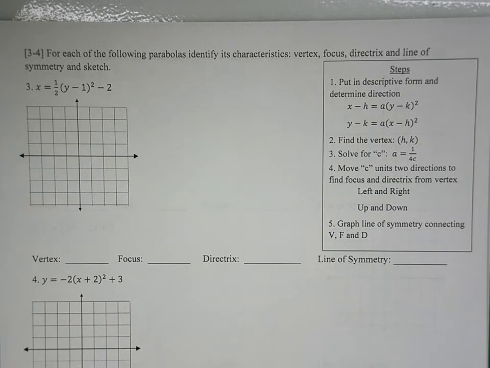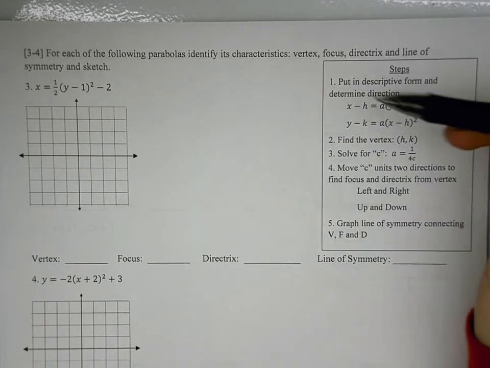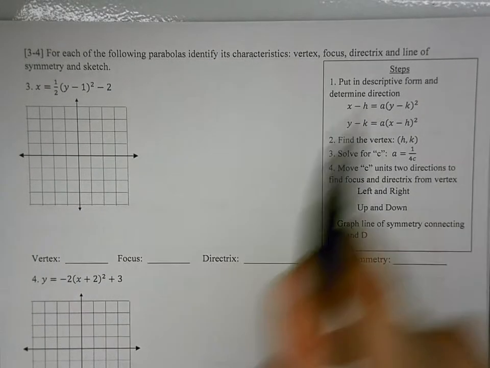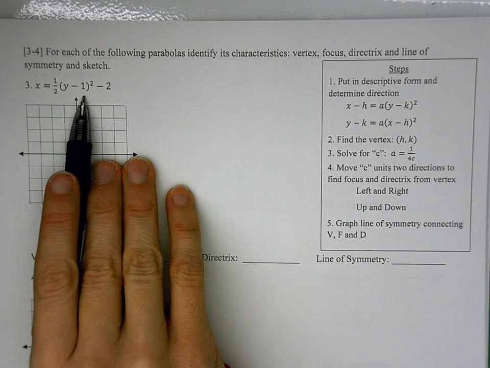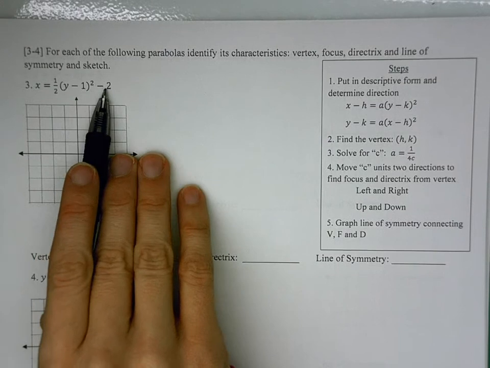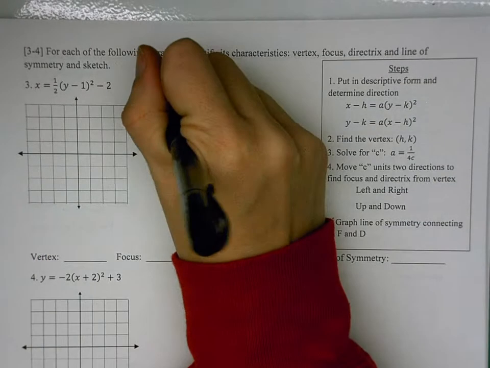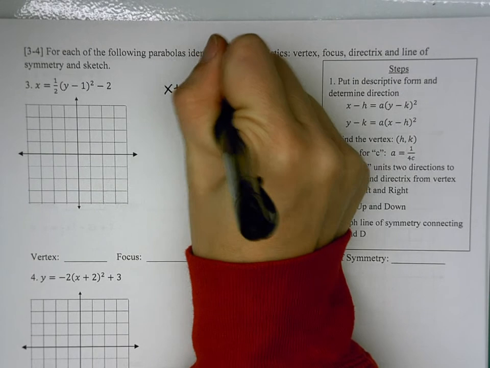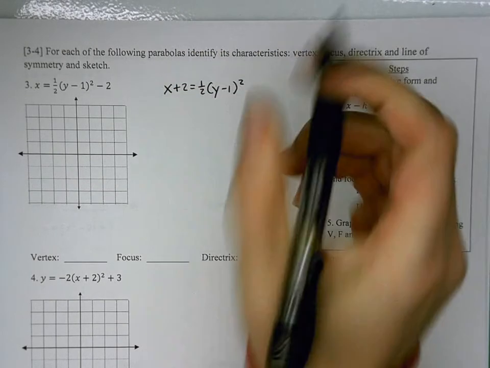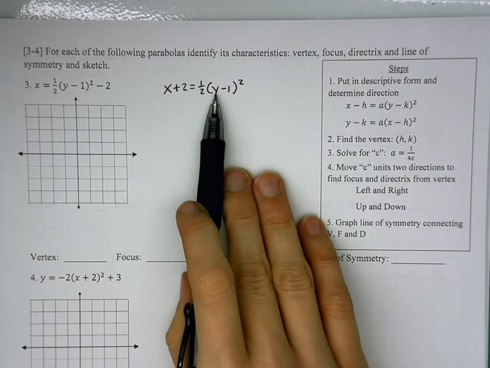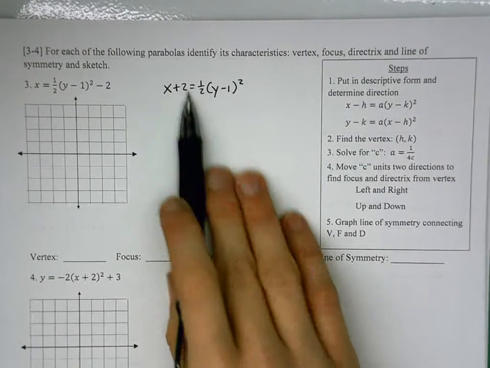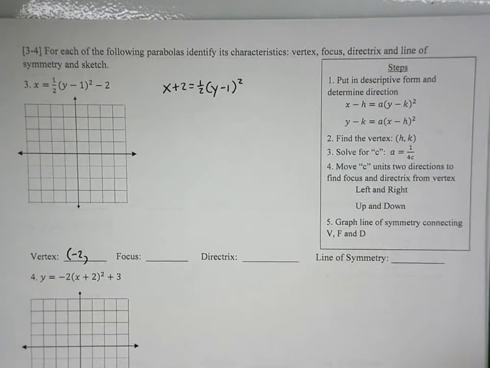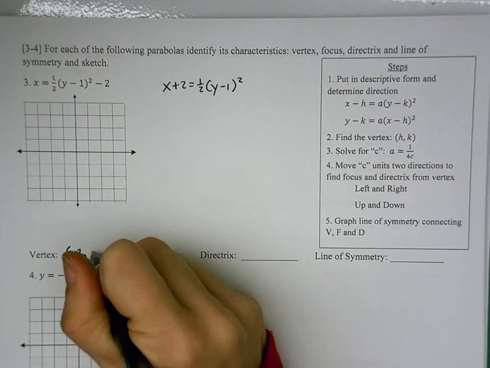We're now going to find everything. We've got a list of steps over here to help us out if we'd like to use them. Okay. Step 1, I do need to put this in descriptive form, meaning add the 2 over. This is going to allow me to pull out my HK, my vertex. My H is whatever zeroes out the x, which would be negative 2. My K, whatever zeroes out the y, which would be positive 1.